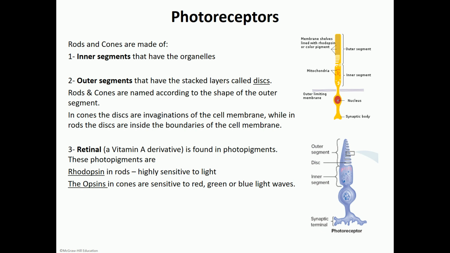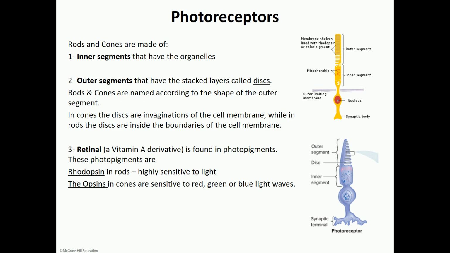Now a little bit more about the photoreceptors. Remember we said we have the rods and the cones. Cones are for color vision. Rods are for black and white or night vision. Each one is made out of an inner segment and an outer segment. These outer segments have these little shelves. You can see these shelves. These shelves are known as discs, and you can find photopigments in them. These photopigments are made out of a vitamin A derivative known as retinal. And it's different from rods to cones.